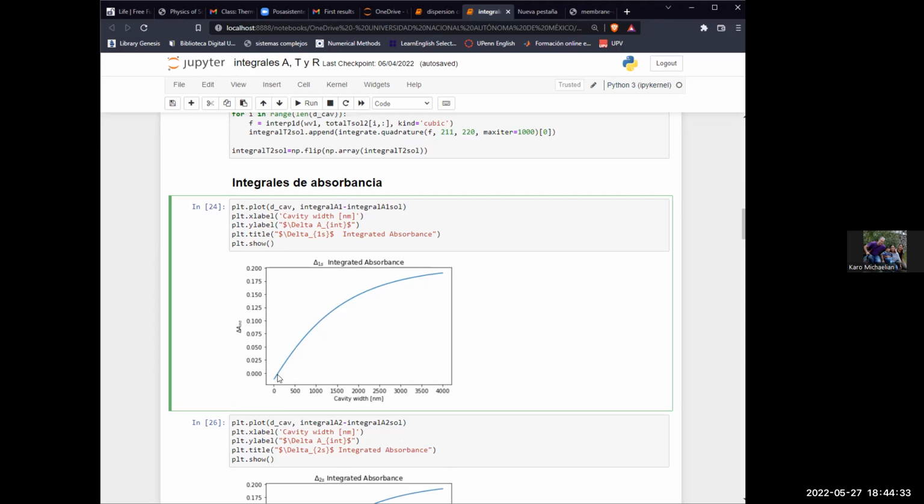So it'd be better not to have the cavity in that case, for those small widths. Okay. And that's my research.